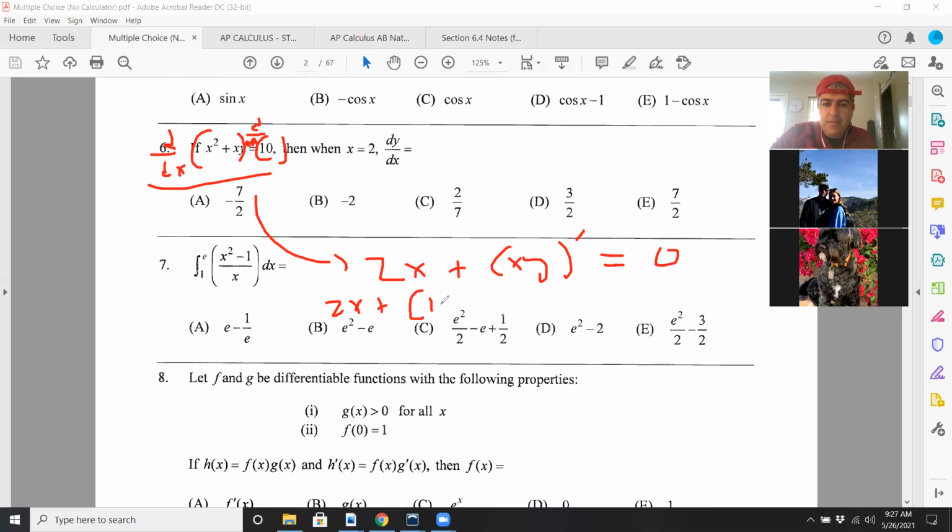Derivative of x is 1 times y. And then the derivative of y is also 1, but because you're doing it with respect to x, you have to say dy over dx. And that's what we're trying to isolate. So this is just straight up. So hopefully this jogs your memory a little bit.